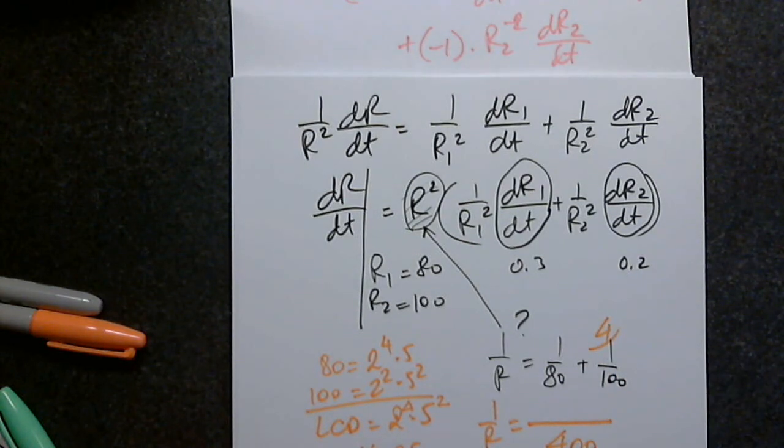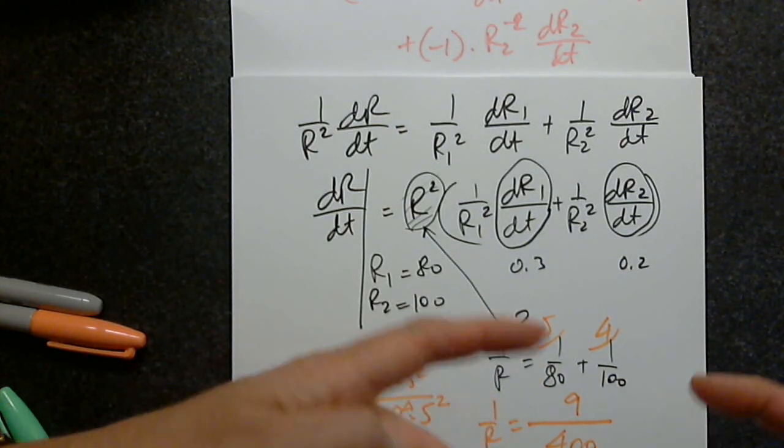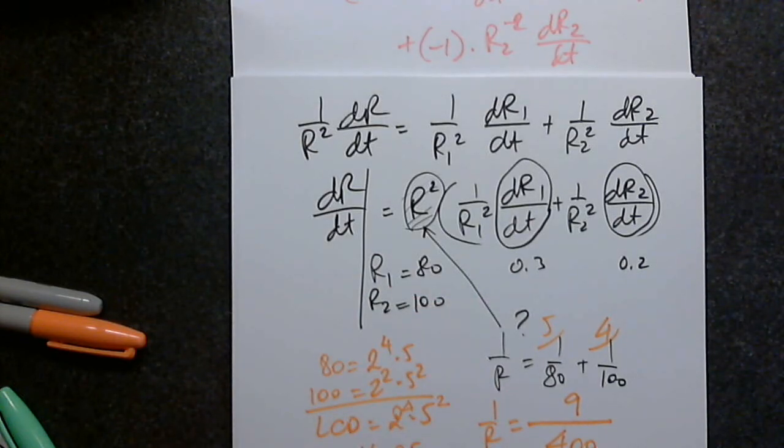This needs a 4, and this needs a 5. Excellent. So 5 plus 4 is 9. I flip both sides. I can do that in a proportion. So R equals 400 over 9 ohms. And now we can finally put everything together.